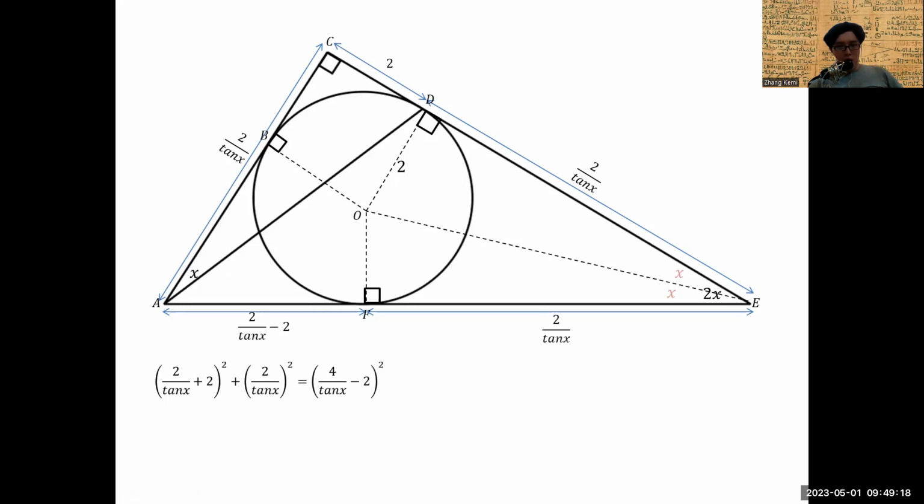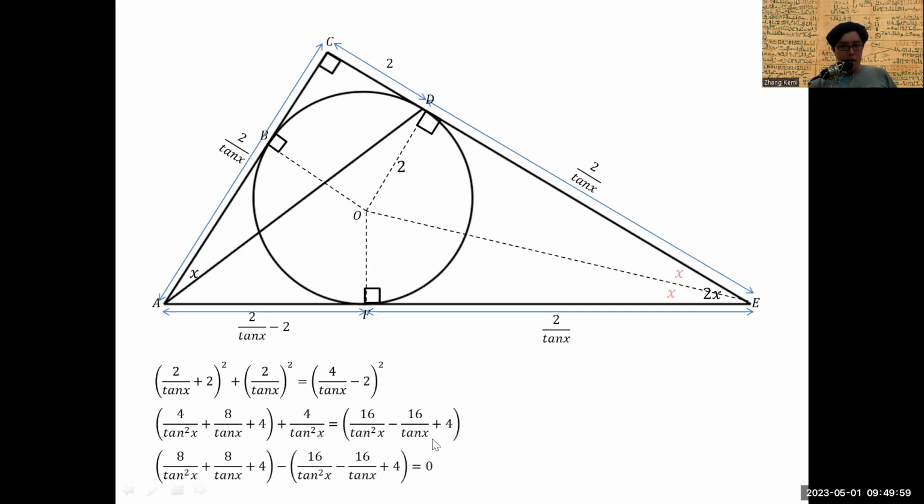Now, we actually form an equation, and we are going to solve for the value of tangent x. So the objective is to solve for tangent x. The next step, I just expand it out. On the left-hand side, I get 4 cotangent square x, and 8 cotangent x plus 4. I just square this and expand it out. Over here, 4 cotangent square x, because I square it, equals 16 cotangent square x minus 16 cotangent x plus 4. Basically, I just expand out what we see on the right-hand side.